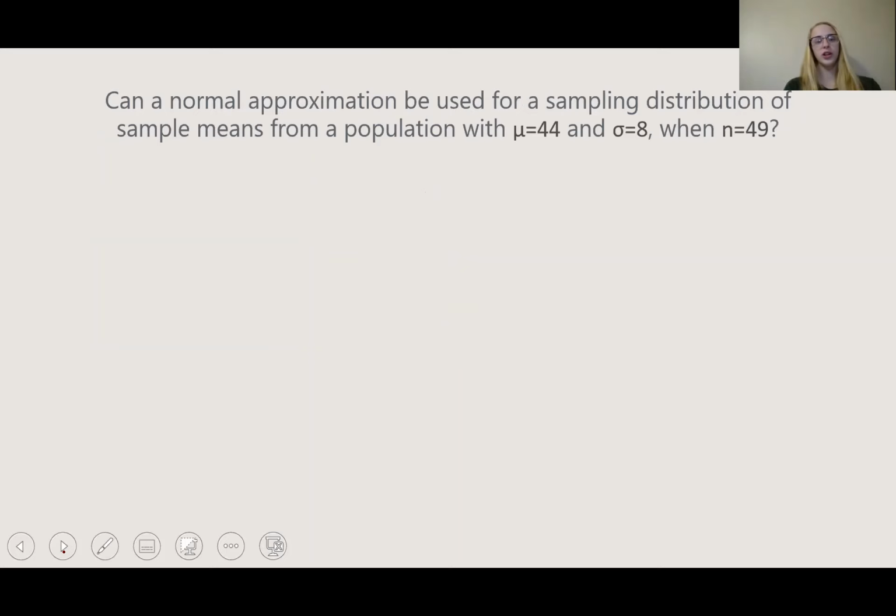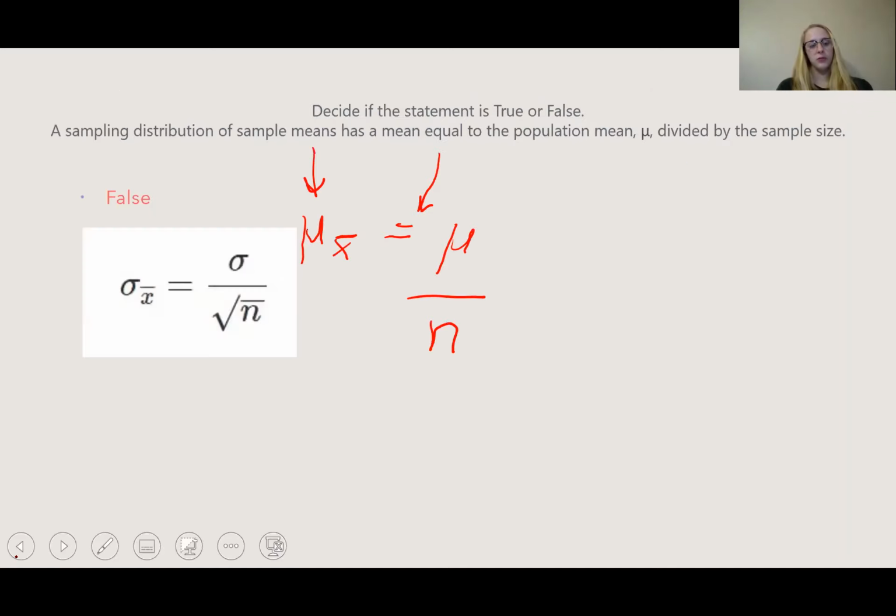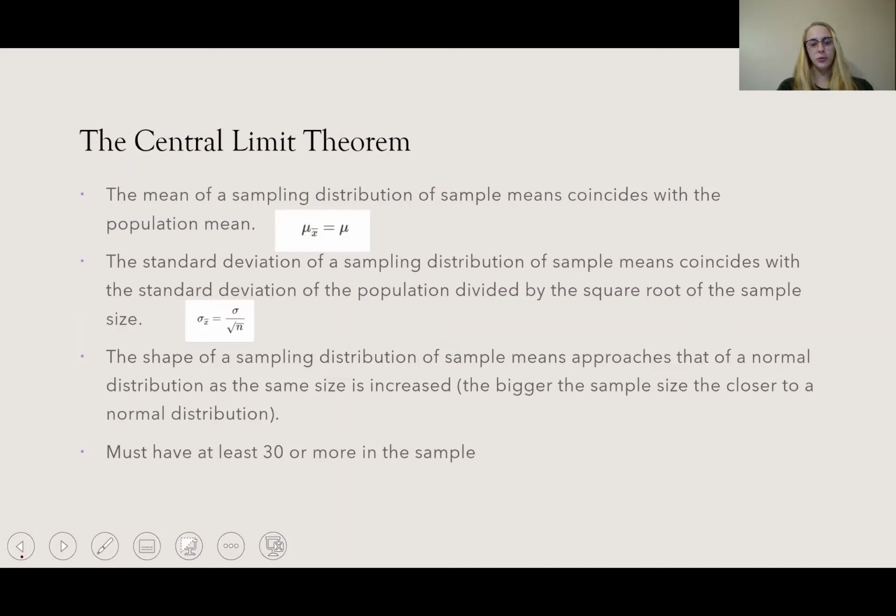All right, so another question is, can a normal approximation be used for a sampling distribution of sample means from a population with a mean of 44, a standard deviation of 8, and an n of 49? So let's go back to our criteria here. So we have to follow all these things to be able to apply the central limit theorem.